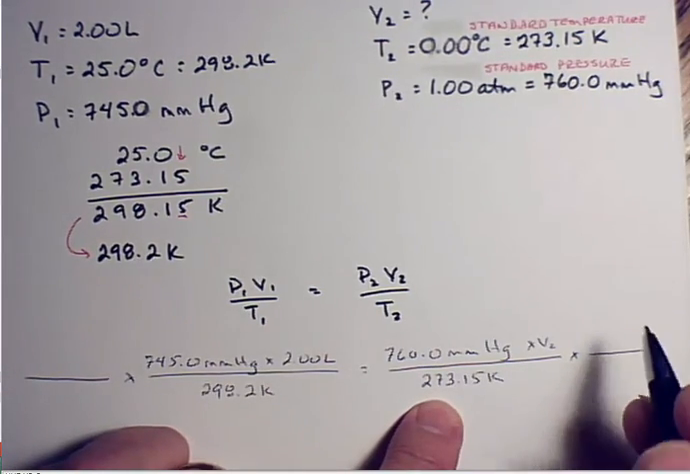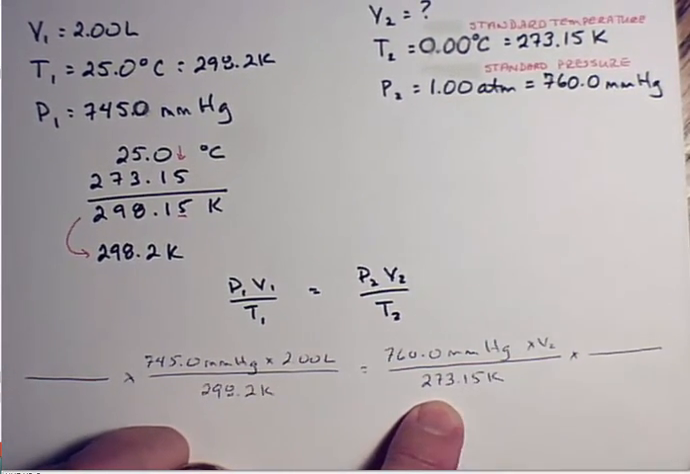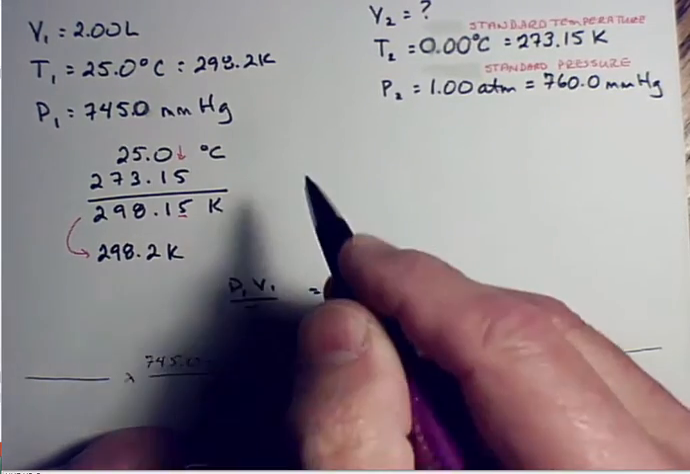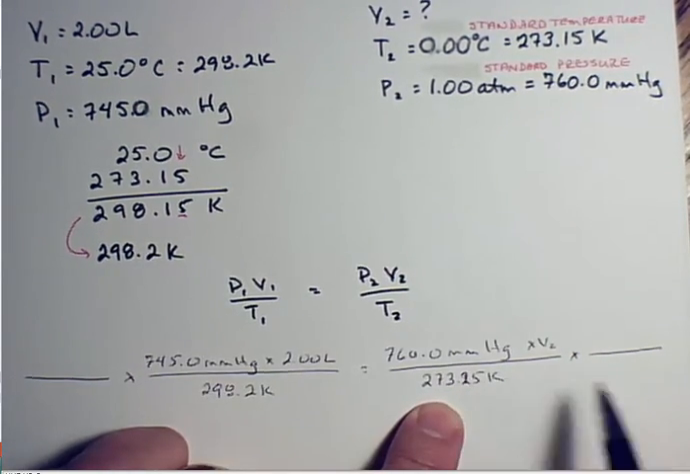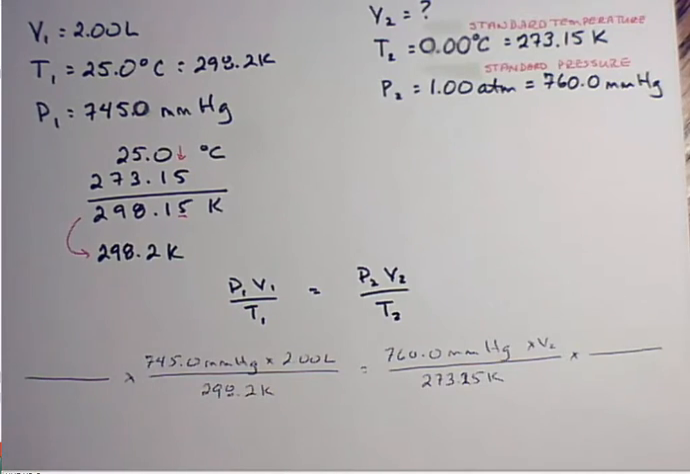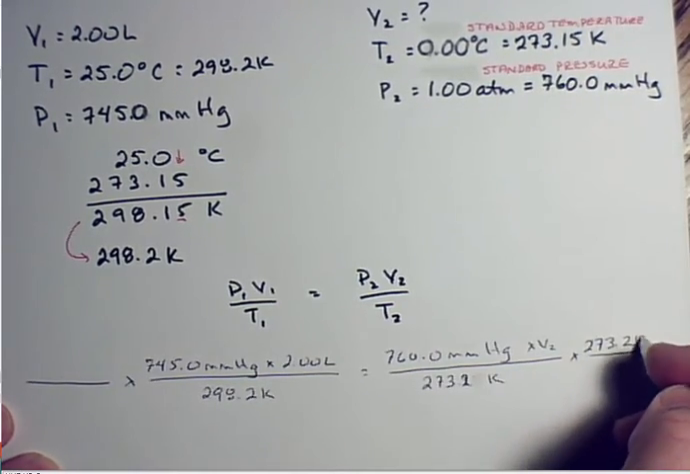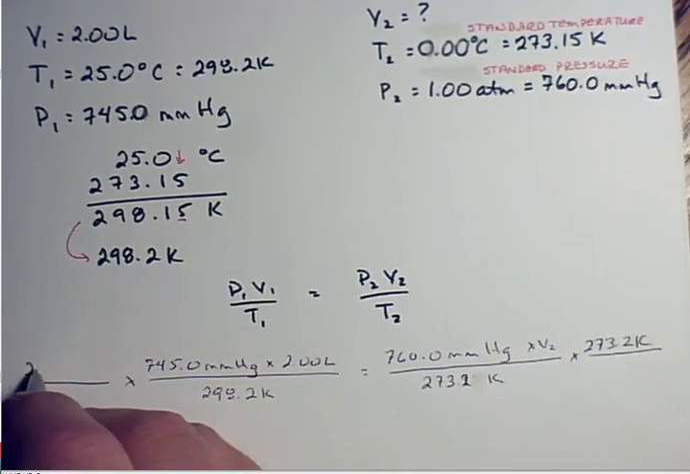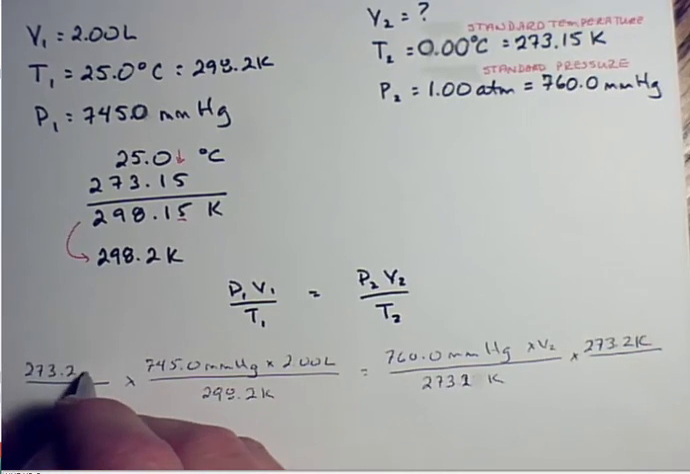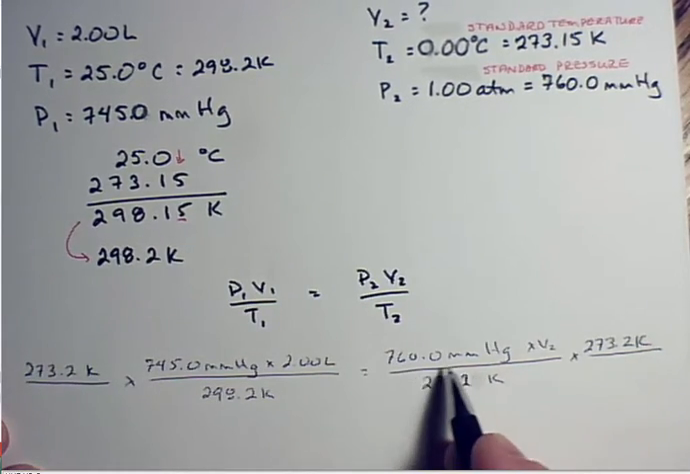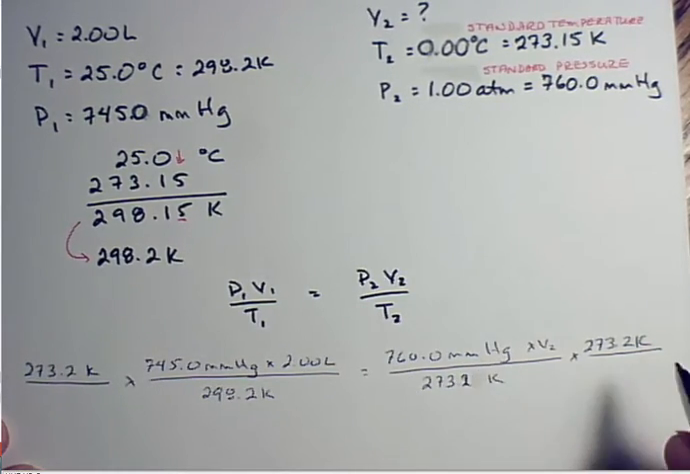So we're going to multiply by 273.15. Actually, it should be 2, shouldn't it? I'm sorry, I didn't have the right digit here. That's got to be 2 there. Okay, 273.2. So we've got to multiply both sides of the equation by 273.2. So I'll multiply this side by 273.2. And then I've got to divide by 760 millimeters of mercury.